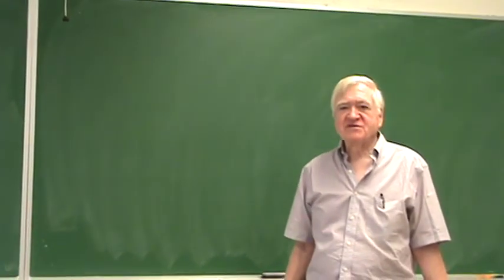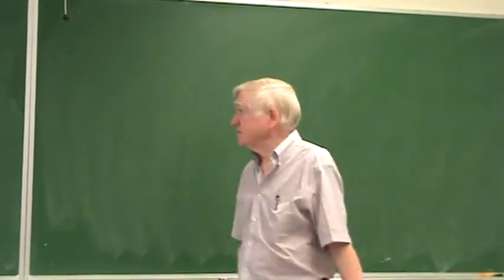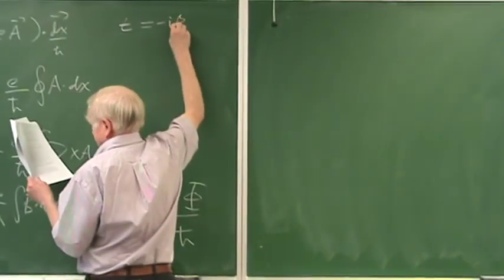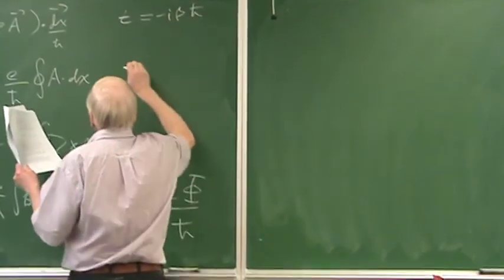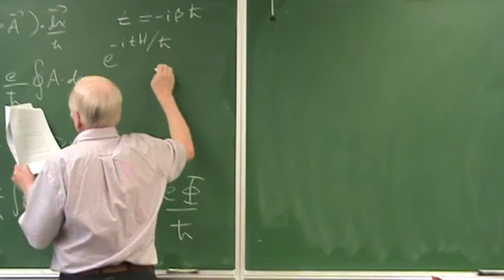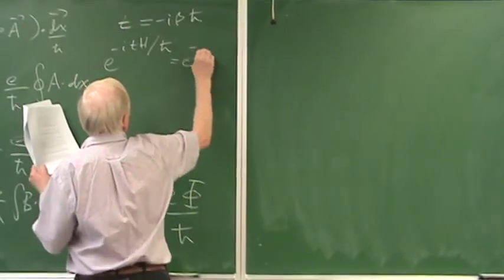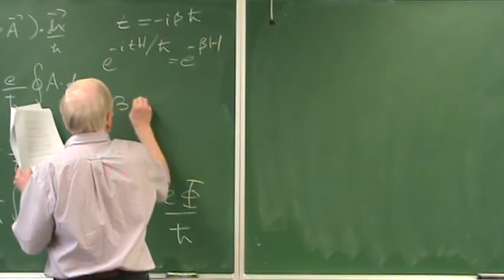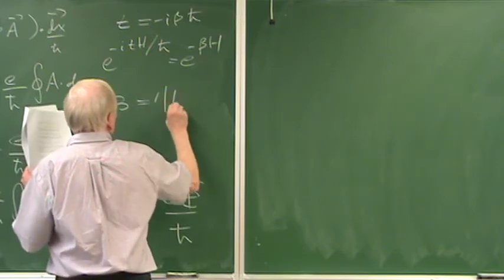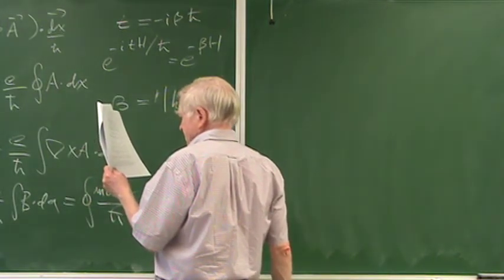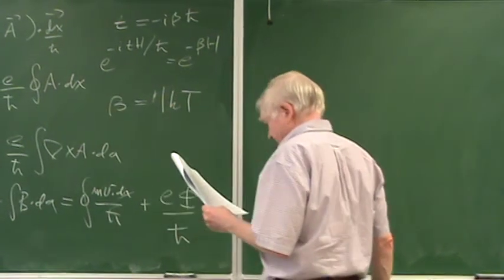Anyway, I'm going to give you the standard lingo, and then I'll translate it into the way I think about it. So the standard lingo is we use imaginary time, minus i beta, and I put in h bar for some reason. Then e to the minus i t H over h bar is then equal to e to the minus beta H, where beta is 1 over kT. And, okay. All right, that's fine.